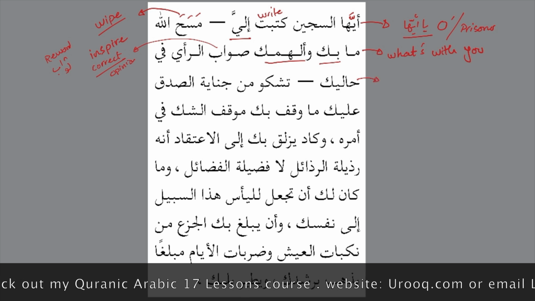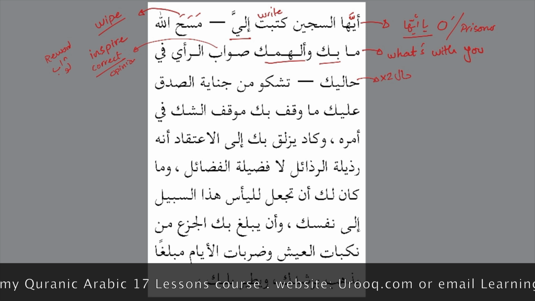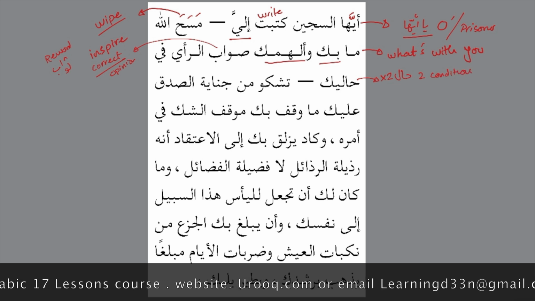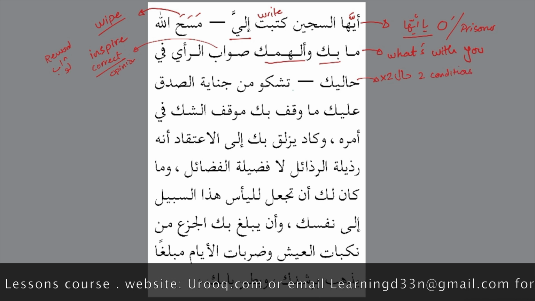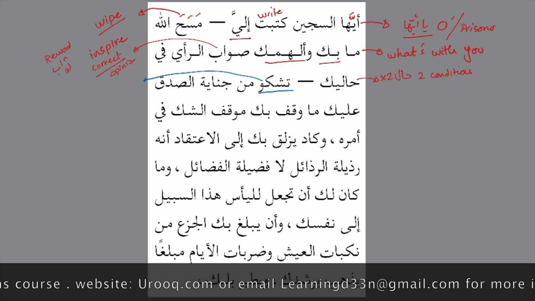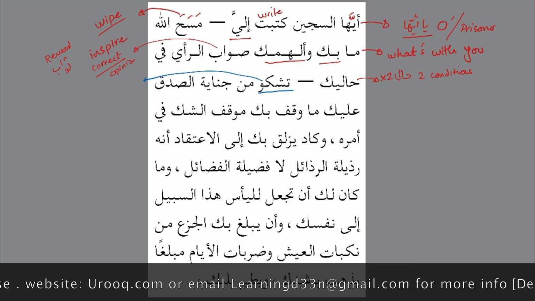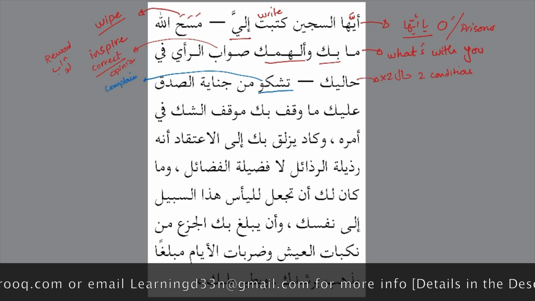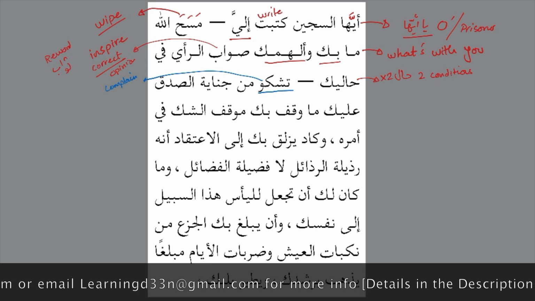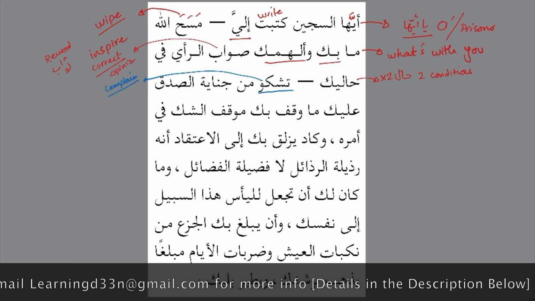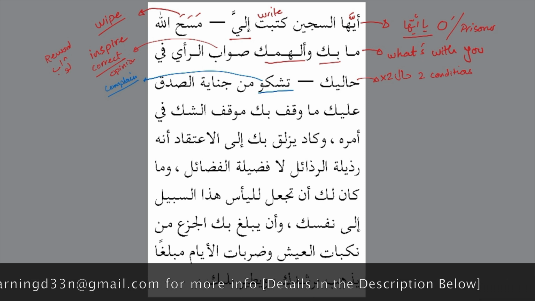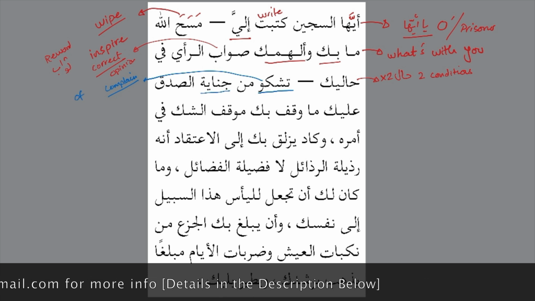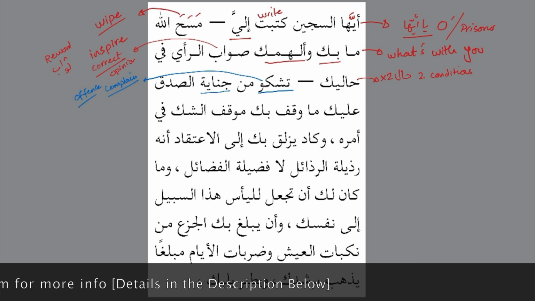Halayka is actually the dual, times 2, of hal. And this means your two states, or your two conditions. Okay, tashku. Shaka, yashku, which means to complain. This word has come before as well. To complain, to put in a complaint. Shikaya. And if you know where this word is in the Quran, you can also put it in the comments below. Min jinayati as-sidq. So jinaya means the crime, the offense. Sidq, obviously you know what that means.